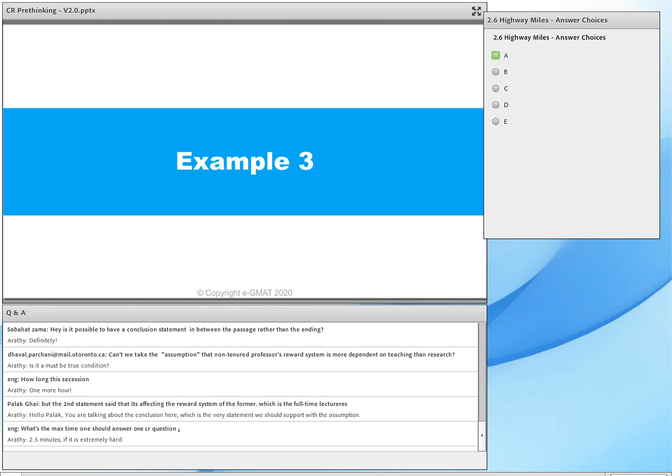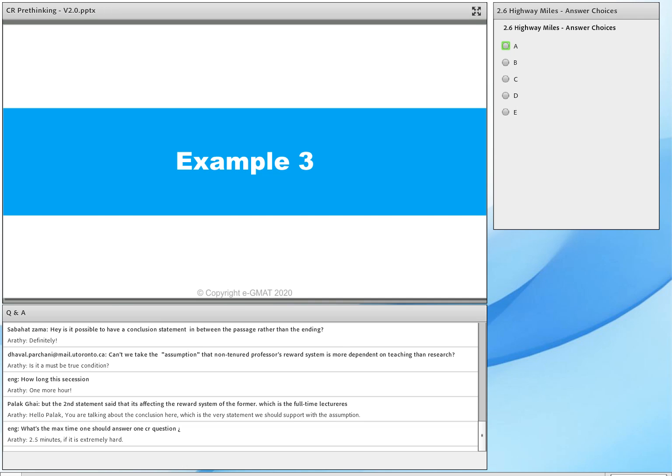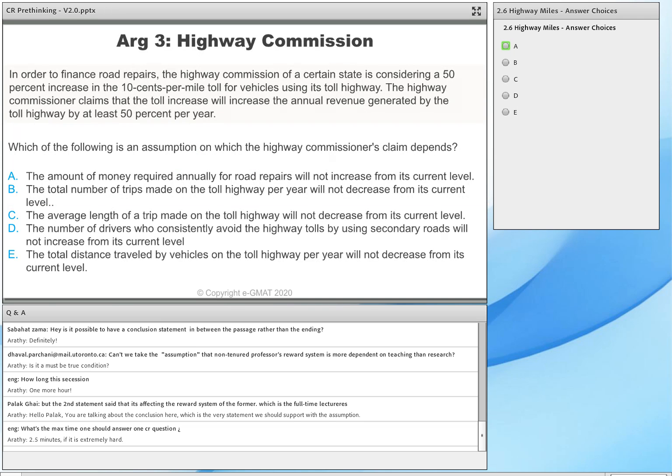Okay, here are the answer choices over there. Good luck, guys, and I'm going to mute myself. I'm going to give you 3 minutes to solve this question.